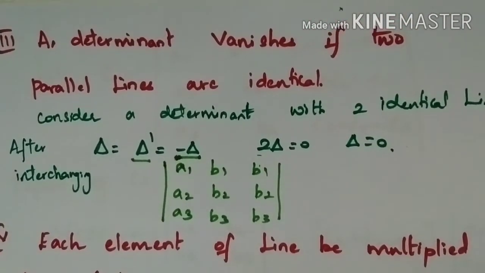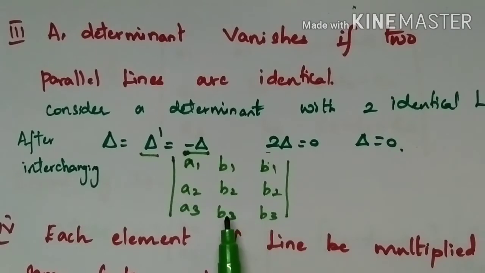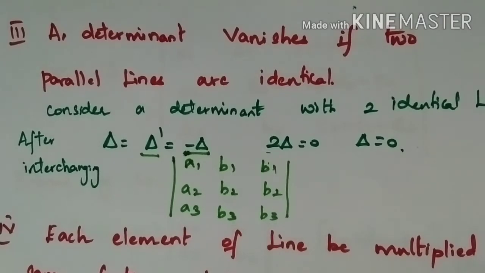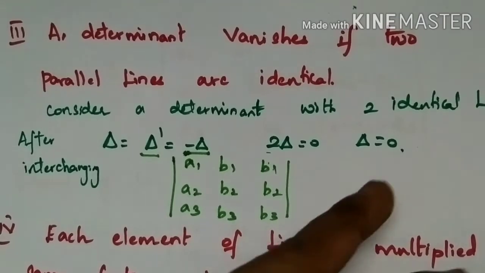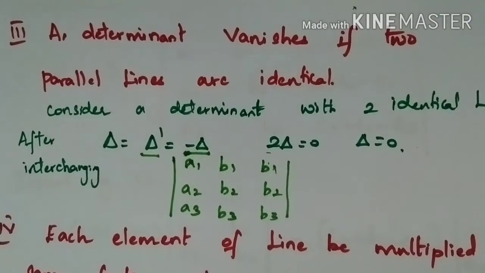Now we can see the third property. A determinant vanishes if two parallel lines are identical. It means that, assume this is a third order determinant which has two parallel lines with the same values b1, b2, b3 and b1, b2, b3. If you expand by using a Laplace expansion, you will get the determinant as 0. An explanation is also given by corresponding to the last property. That means if two parallel lines of a determinant are interchanged, del has the same numerical value but changes sign. We have seen this in the last property.